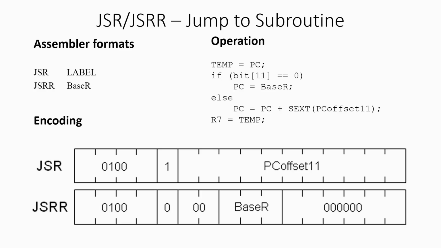In the case of the JSRR instruction, i.e. when bit 11 is set to 0, the address of the subroutine is obtained from the base register. Once again, note that the JSRR instruction has access to the full address space of memory since registers contain 16 bits. The JSR instruction, on the other hand, has only an 11-bit PC offset to work with.